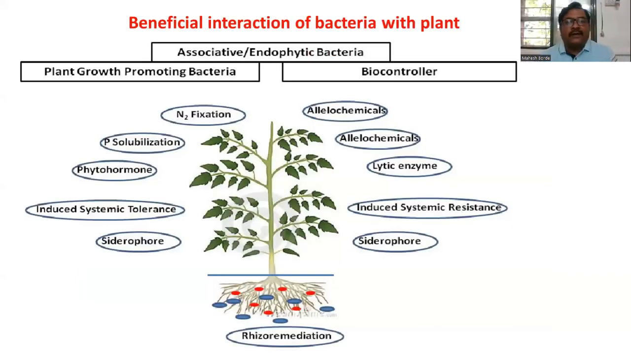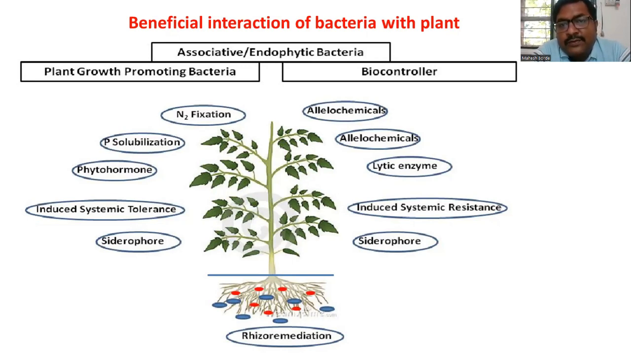Now we'll see the beneficial interaction of bacteria. I'll only be talking about the below ground level bacteria. So there are two main types of bacteria, either associative bacteria or endophytic bacteria. And these associative or endophytic bacteria again fall into two categories, that is plant growth promoting bacteria and biocontrol bacteria. Some bacteria mostly have plant growth promoting activities like nitrogen fixation, phosphate solubilization, production of phytohormones, production of siderophore.